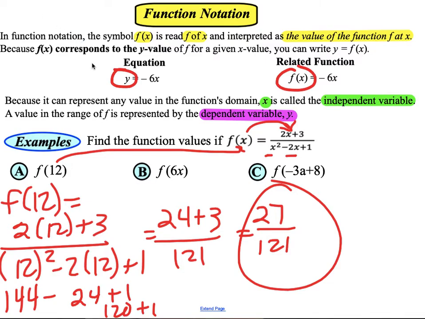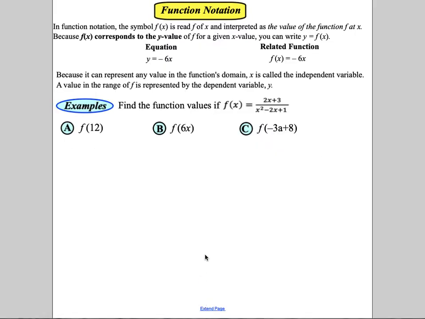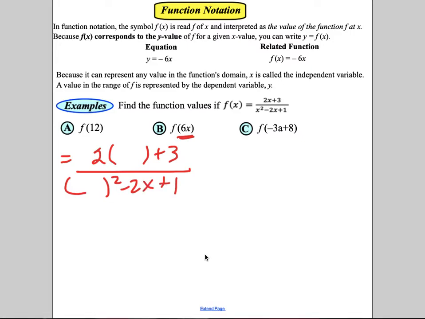Letter B says instead of putting in a number, sometimes we might want to put in a number and a letter. So letter B, we're going to plug in 6x this time. So f of 6x, okay? So 2 times whatever x is plus 3 divided by whatever x is squared minus 2x plus 1. This time we're going to plug in the value 6x everywhere there was an x before. Whoops, skipped one right here. That should be a 6x, right?